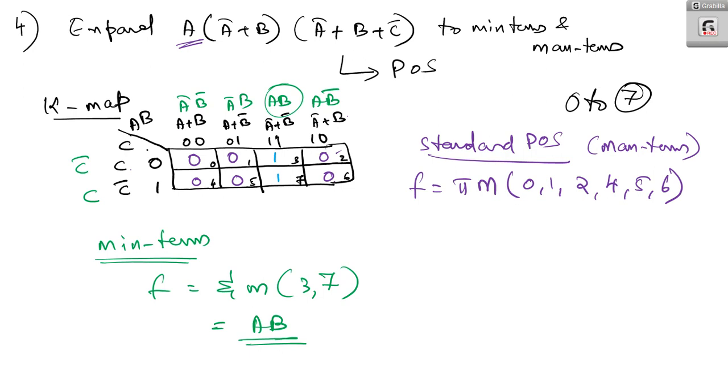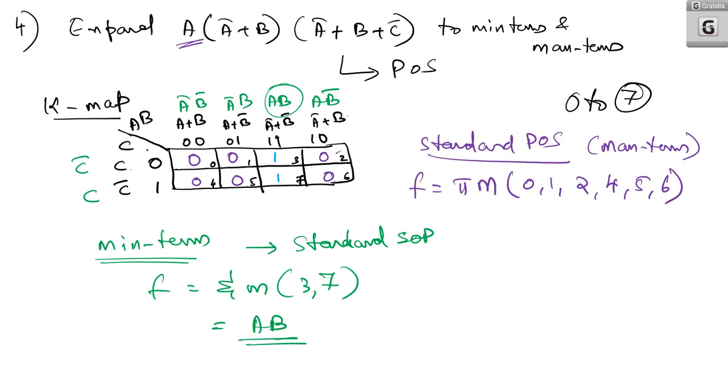Okay, so with that, you are having 3 and 7, that is A and B. So that is the standard POS form and the standard SOP form. Okay, so the question is given as POS form, so you can form the corresponding SOP form. So with that I am ending this lecture.